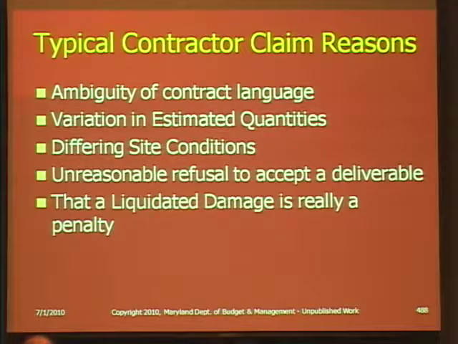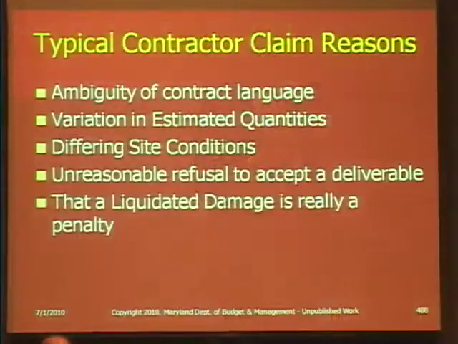Typical contractor claim reasons. Ambiguity, and that probably is the single biggest reason why there's a claim, because they at least claim there is ambiguity. And of course, it's always a hidden ambiguity when the vendor feels that it's not in their favor. And they will argue where something that is very obvious wasn't obvious.